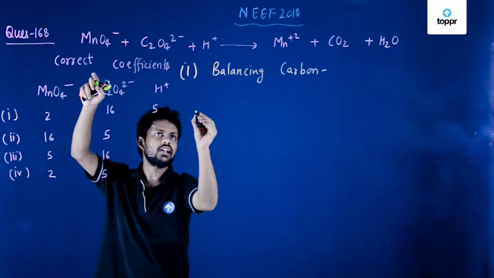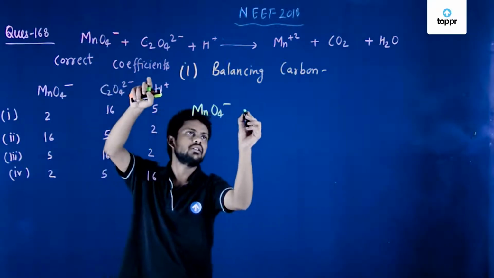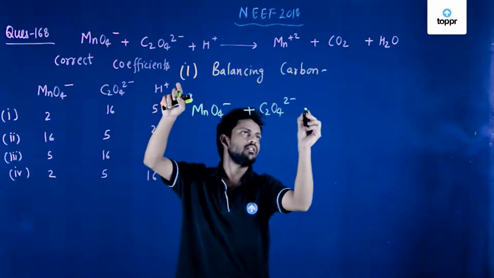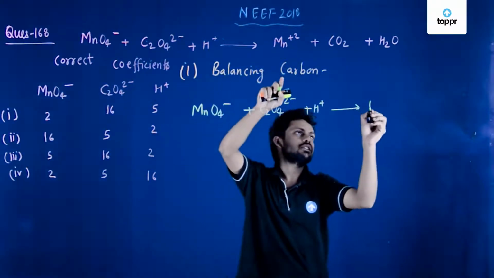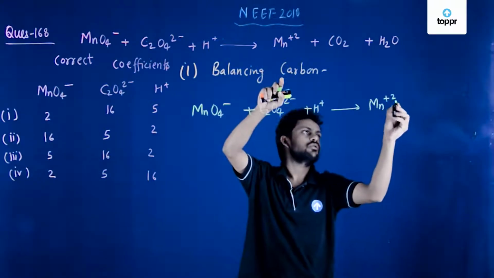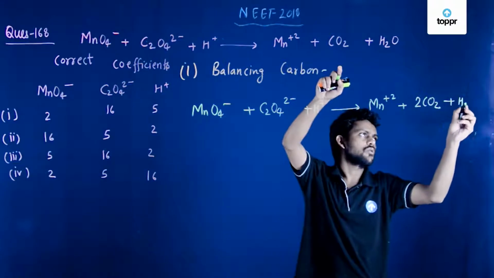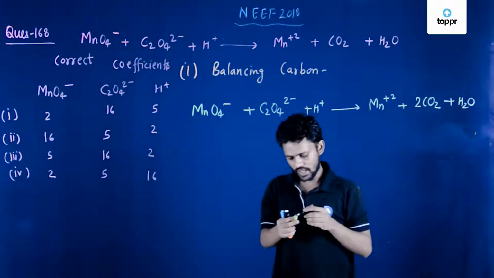So we will have MnO4 minus plus C2O4 2 minus plus H plus giving us Mn plus 2 plus 2CO2 plus H2O. I have multiplied this species by 2, so now carbon is also balanced.